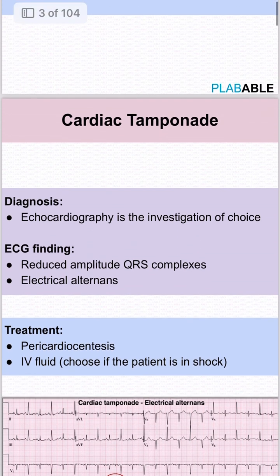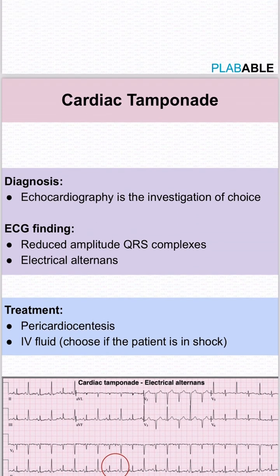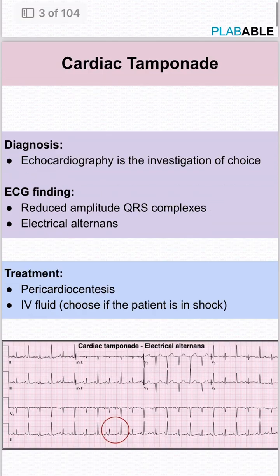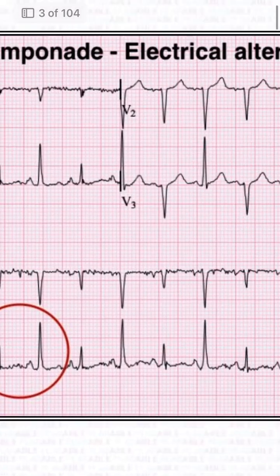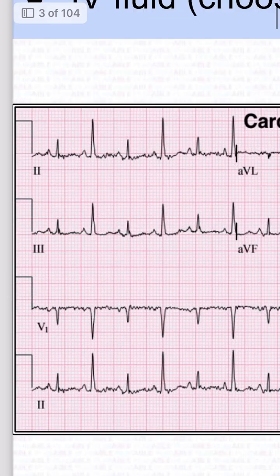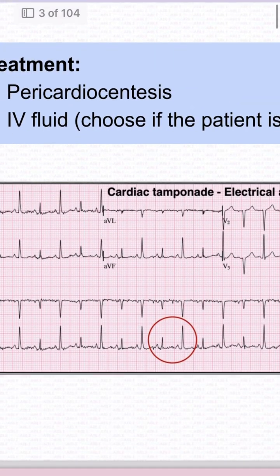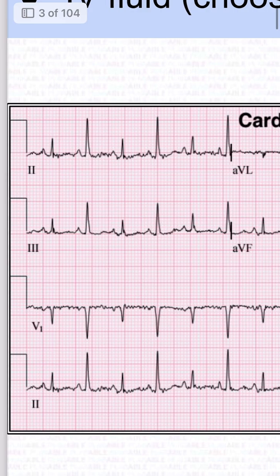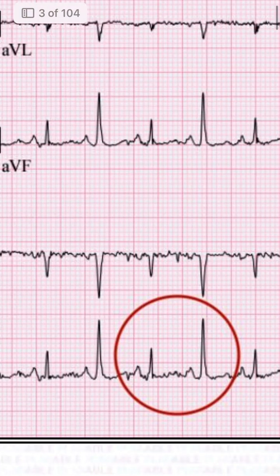So it is diagnosed by echocardiography. Echo is the investigation of choice. And the ECG findings will be reduced amplitude of QRS complexes and electrical alternans. Okay, like this, electrical alternans. So reduced QRS complexes and electrical alternans.